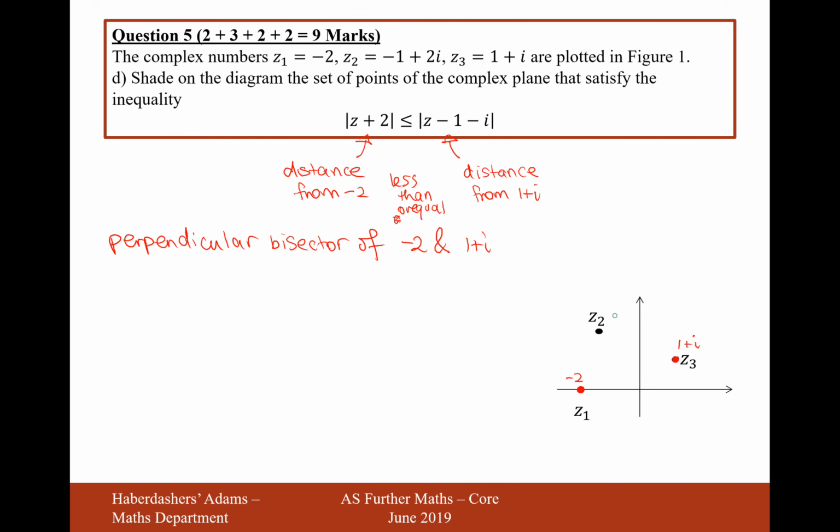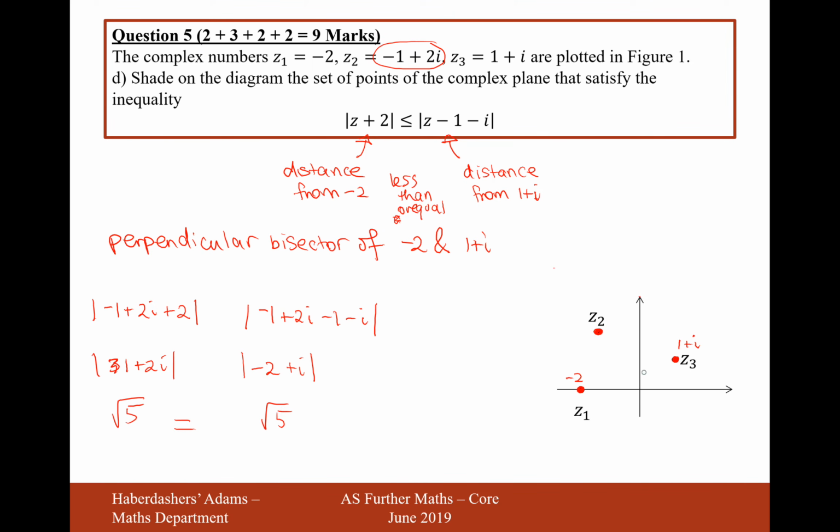I just want to check which side z2 is on. So if I plug z2 into both sides of my inequality, I'll see which side z2 falls on, because it could fall on this side, could be on the line though. So let's just try it out. Plugging in z2, which is minus 1 plus 2i, plus 2 on this side, and on the other side, minus 1 plus 2i, and then minus 1 minus i. Let's just work out both of these moduluses. It's going to be 1 plus 2i, so that's going to be root 5. And then on this side here, that's going to be minus 2 plus i, so 2 squared plus 1 squared is root 5 as well, so they are equal. So z2 is going to be bang on the line.